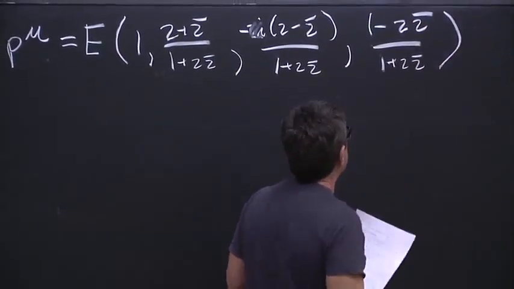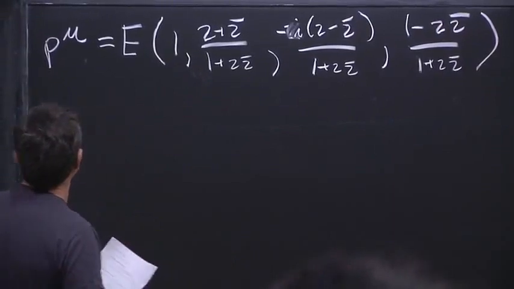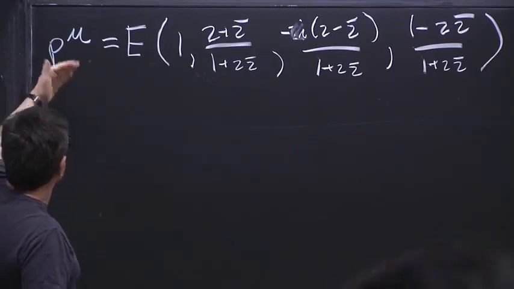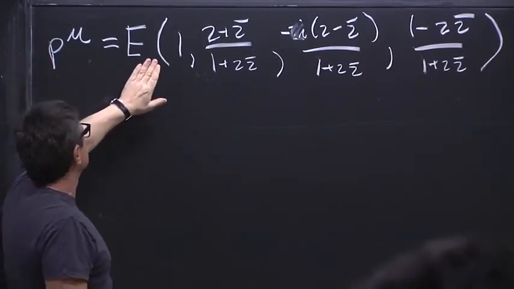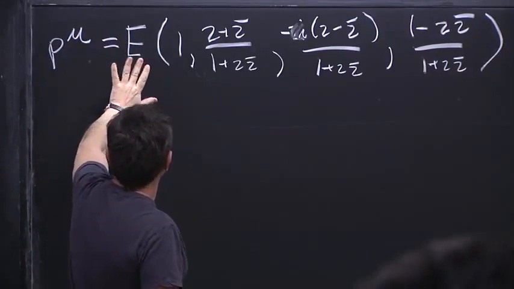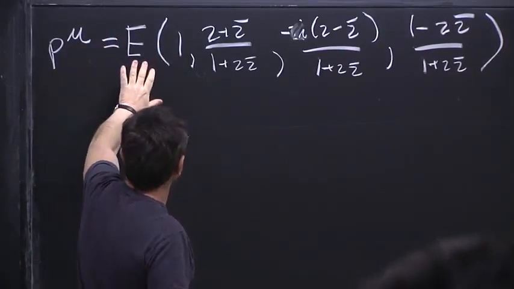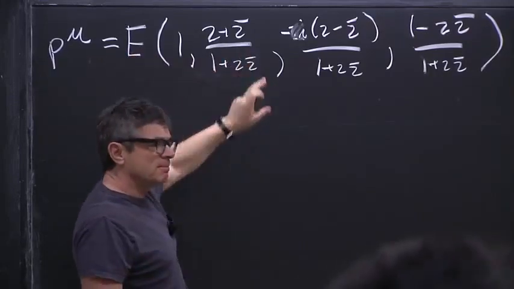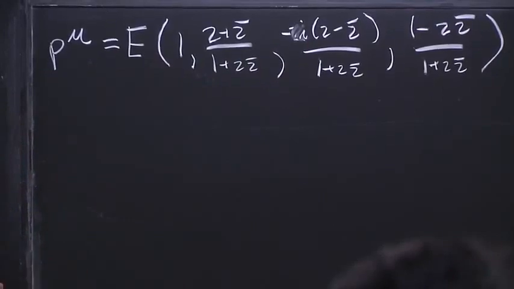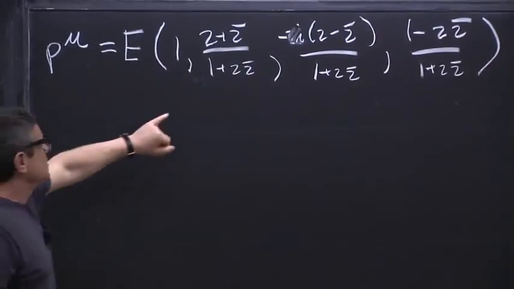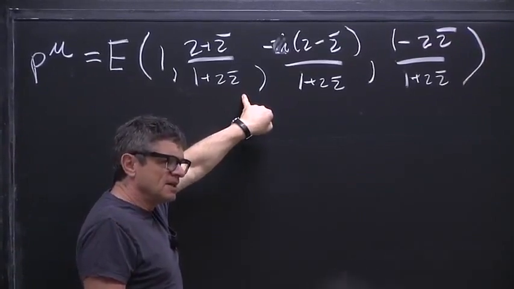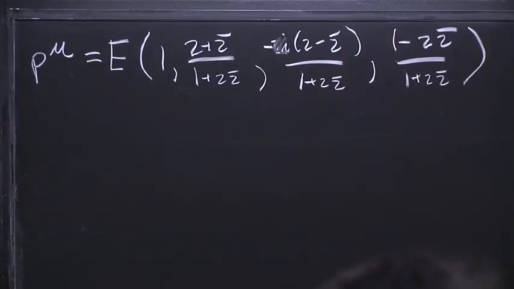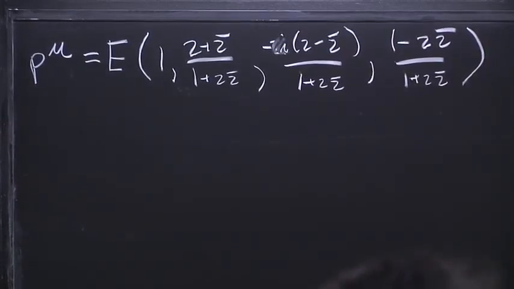Now, a null vector is characterized by three numbers because p squared is 0. And indeed, we have three numbers. There are four p's, but they're constrained by p squared equals 0. And here on the right-hand side, we have three numbers, E and the real and imaginary part of z. But we've orchestrated this formula so that the z that appears here is the z towards which the three-vector part of p is pointed.